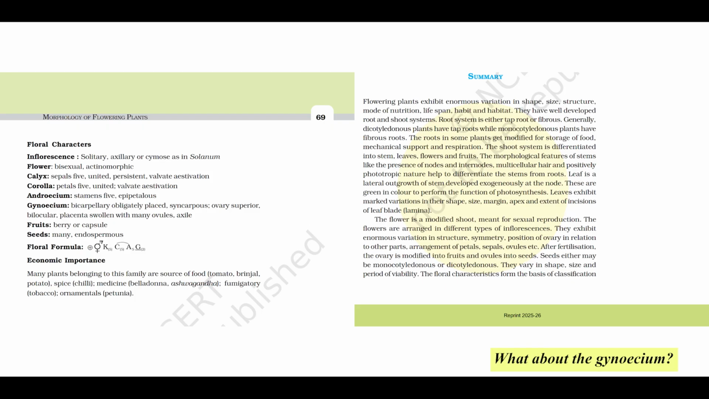What about the gynoecium? The gynoecium is perhaps the most distinguishing feature of this family. It is bicarpellary, meaning it is made up of 2 carpels. These carpels are syncarpous, meaning they are fused together to form a single pistil. The ovary is superior, hypogynous flower. It is typically bilocular, having 2 chambers or locules.